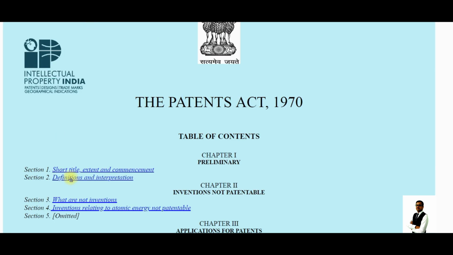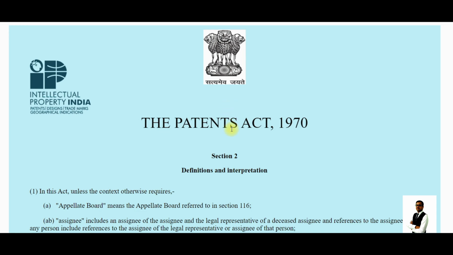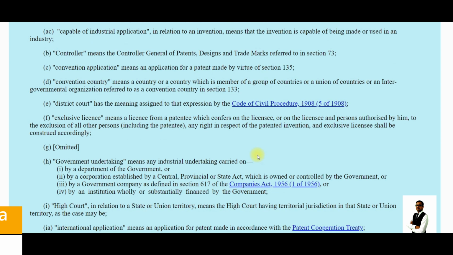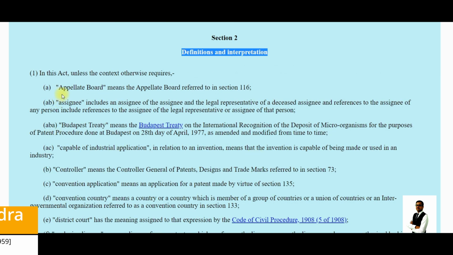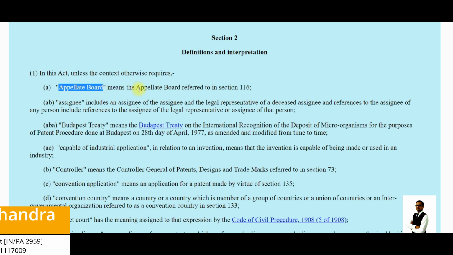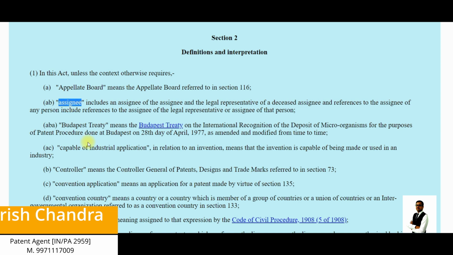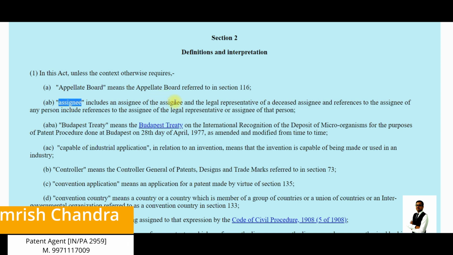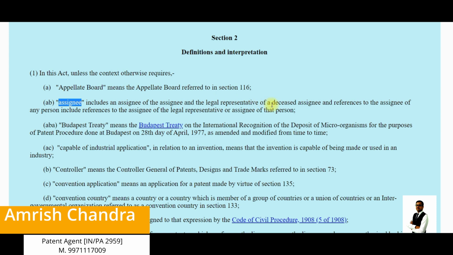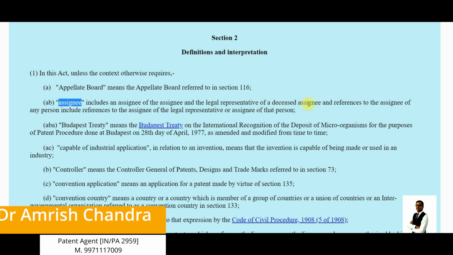When we talk of section 2, it's an important section and it relates to definitions and interpretations. So the definitions, let's start with the definition of the appellate board. Appellate board means an appellate board referred to in section 116. Assignee, this is an important definition, includes an assignee of the assignee and legal representative of a deceased assignee.